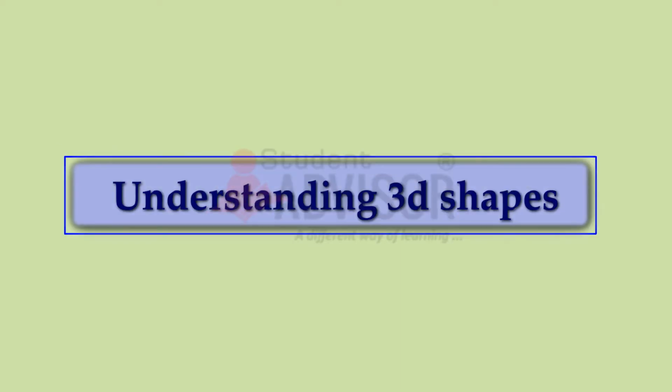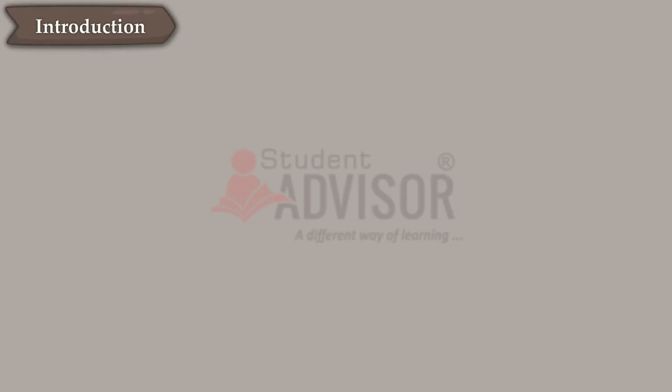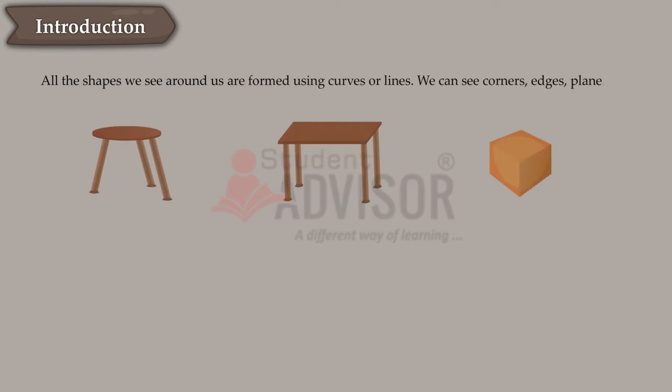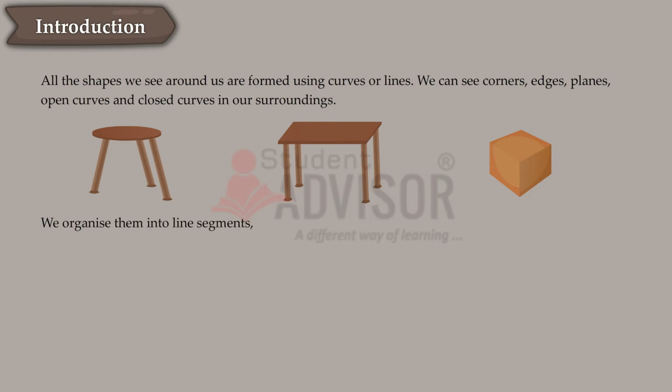Understanding 2D shapes. Introduction. All the shapes we see around us are formed using curves or lines. We can see corners, edges, planes, open curves and closed curves in our surroundings. We organize them into line segments, angles, triangles, polygons and circles.